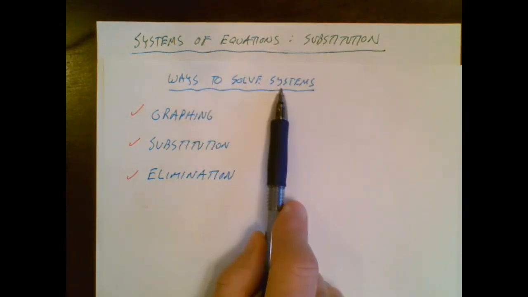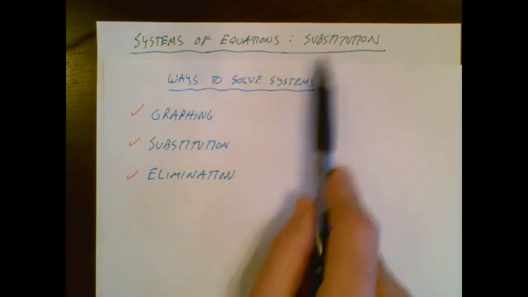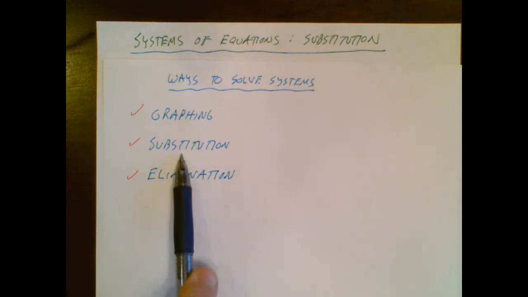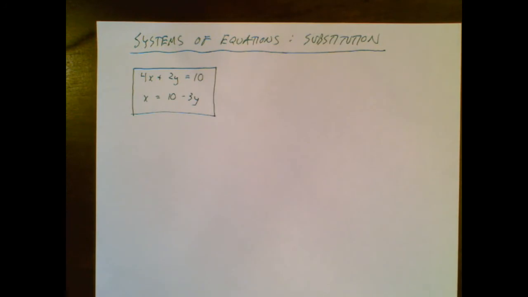We're continuing on with systems of equations, and we're going to do the substitution method. You've already learned that you can graph the two equations, find out where they intersect, and you have your answer. Now we're going to find another way, the substitution method, which is going to be based upon algebra skills, moving around equations.